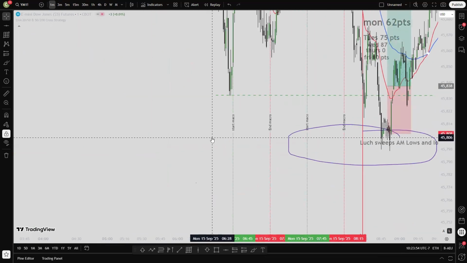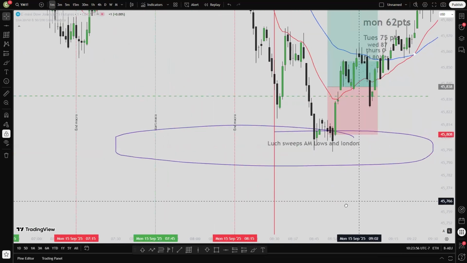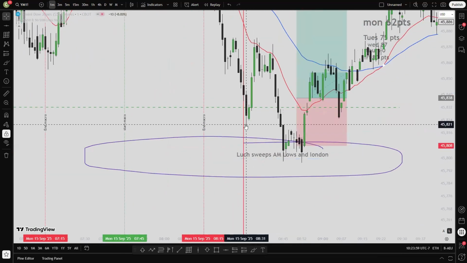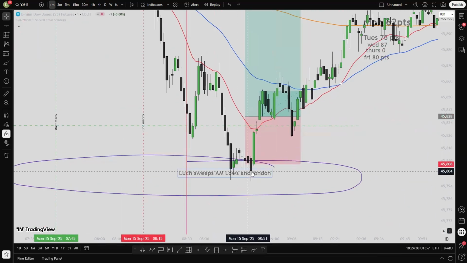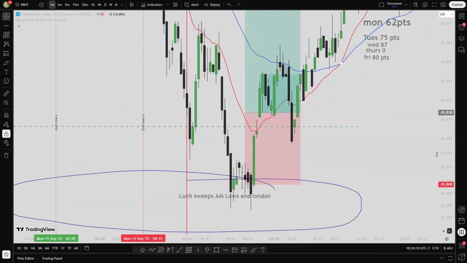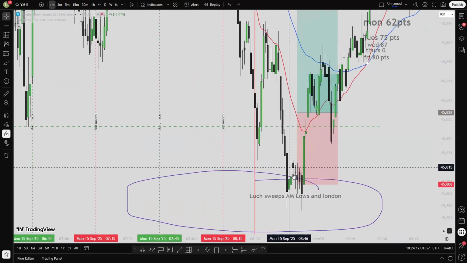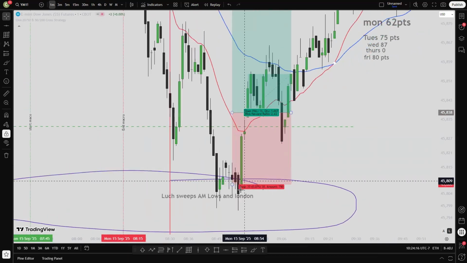London being way the hell back there. So after we sweep the AM lows, which is right here, also right over here, in the lunch macro, you have this displacement up immediately over top of this mitigation block in here. Then we have a huge push up.